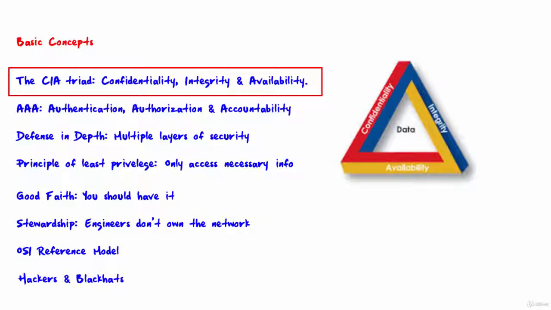Confidentiality means simply keeping data secret. Well, secret from those who are not authorized to view it. Integrity means keeping data from being modified by unauthorized people or by accident. And availability means that information is available when you need it.